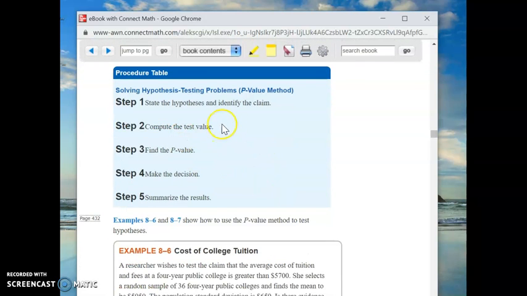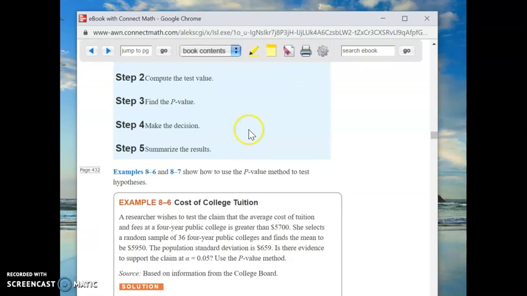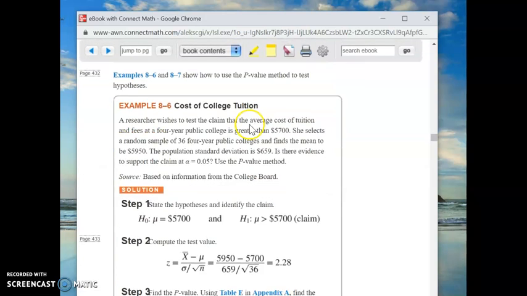Okay, so we're going to do the hypothesis testing using the p-value, same as before, basically, or to a certain extent anyway. You state the hypotheses, you compute the test value. You don't need a critical value. You find the p-value that relates to that, and you make the decision. Okay, so let's take a look.